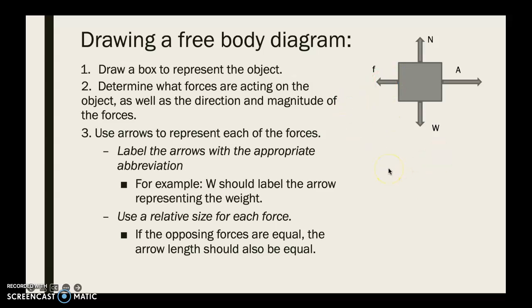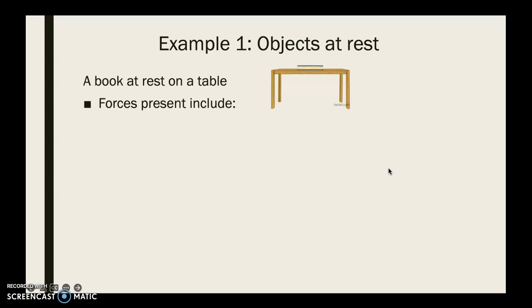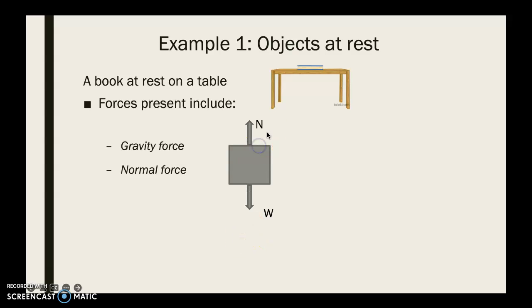So let's do some practice. If we have an object at rest, sitting on a table, a book at rest on a table, the forces would include gravity force, or what we call weight, and the normal force. So I draw my box, I would label my weight, and then I would have my normal force arrow. Because it's at rest, that means that those forces are going to be balanced, so my two arrows are identical.